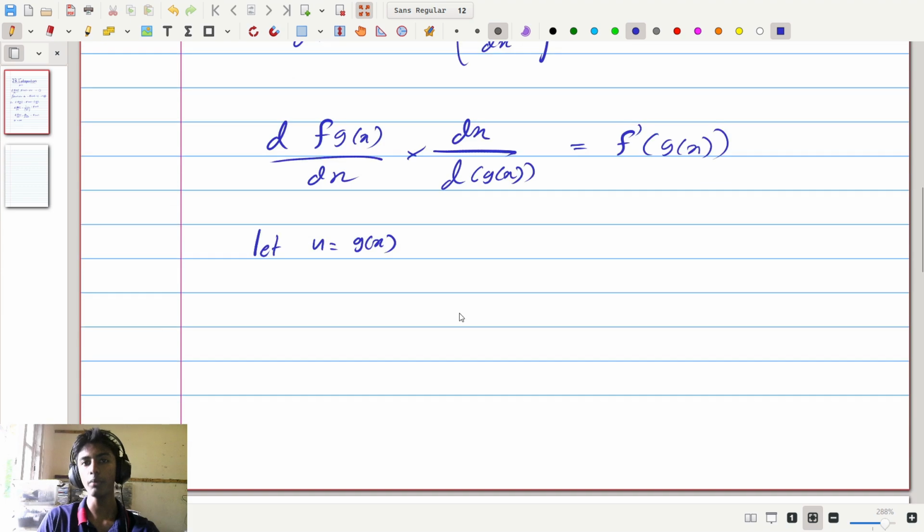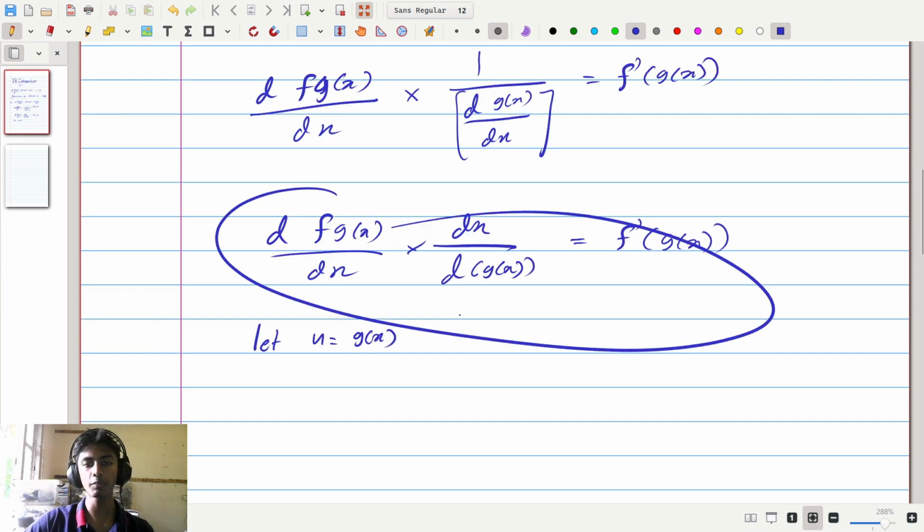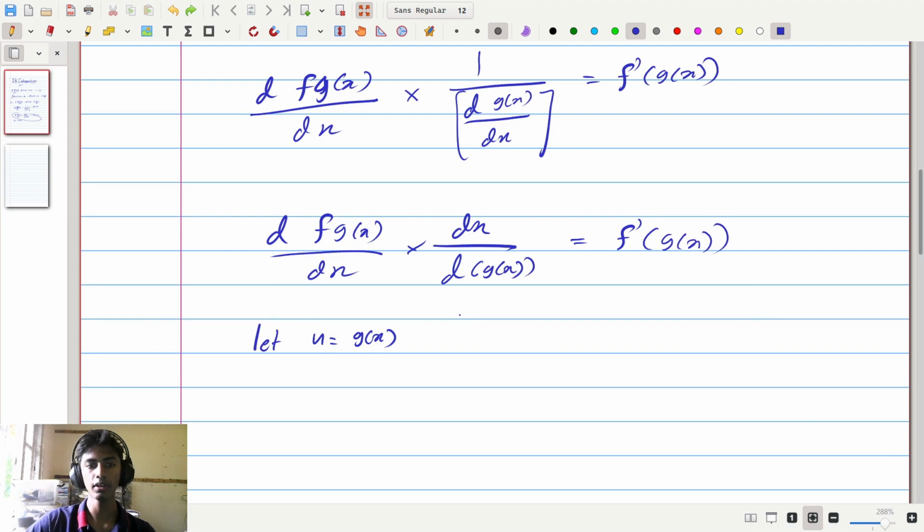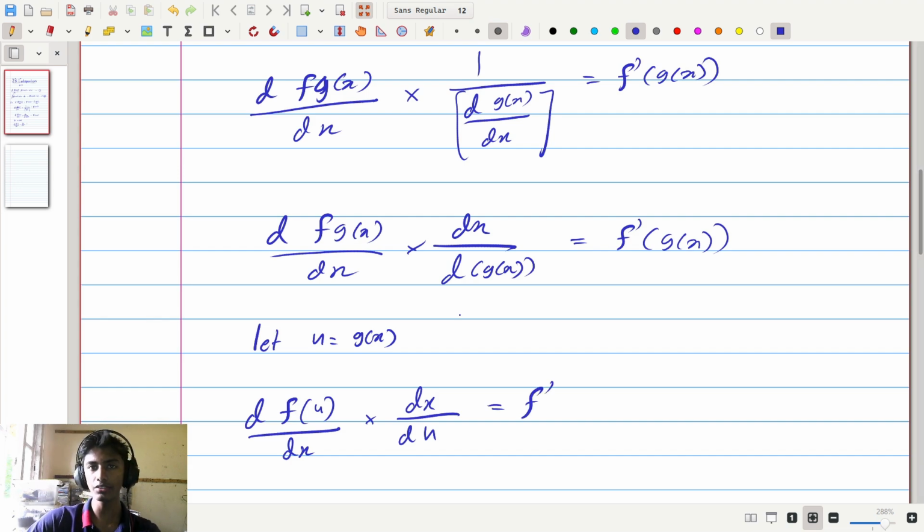So then, supposing we do this, we can now rewrite this expression we have up here in terms of u. Starting from the left, we have the derivative of f of g of x, which is f of u, since u is equal to g of x, so we can write that as the derivative of f of u with respect to x multiplied by the derivative of g of x, which is going to be u. So we can write this as du by dx. On the right side, we have f prime of g of x. Since g of x is equal to u, we can write this as f prime of u.